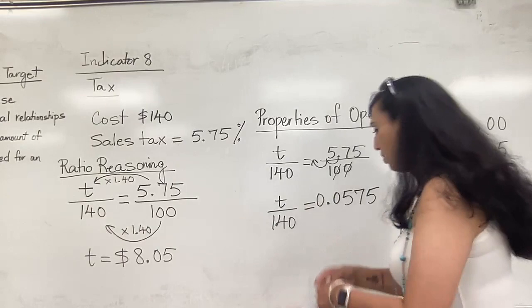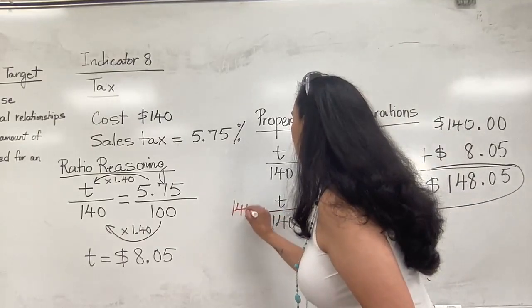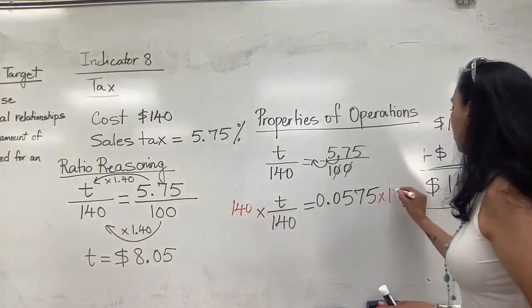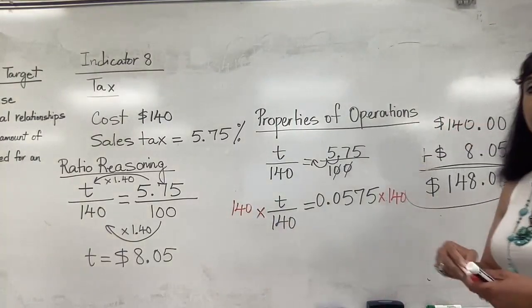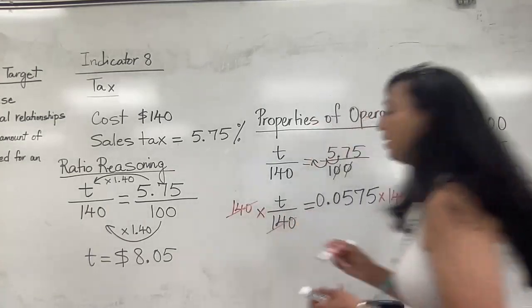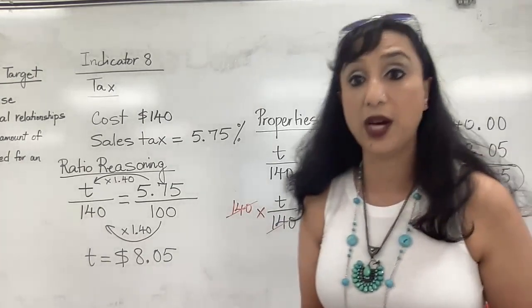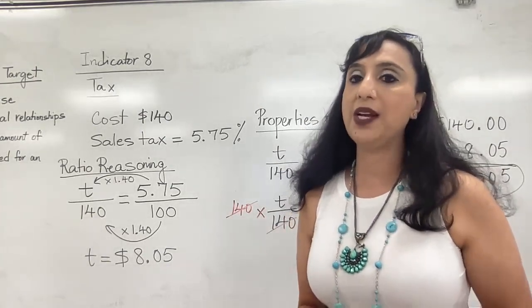So what I'm going to do is I'm going to take this equation. This is a one-step equation now. If I do times 140 and I do times 140, I know that this and this will cancel each other out because 140 divided by 140 is what? 1. And 1 times any number is that number itself.